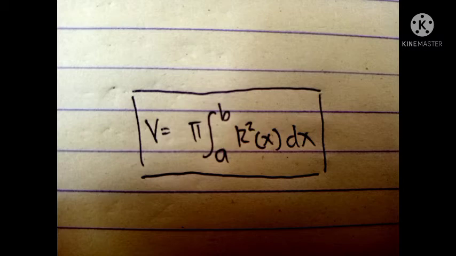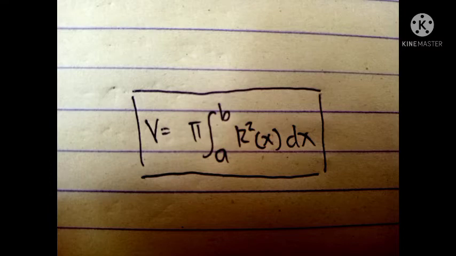So to solve this using this method, we need to use this formula where V is equal to pi times the integration from a to b of r squared x dx. You can also use f of x squared, but I chose r squared x because that's the example I've seen from the video I've watched. So feel free to use f of x squared, r of x squared.